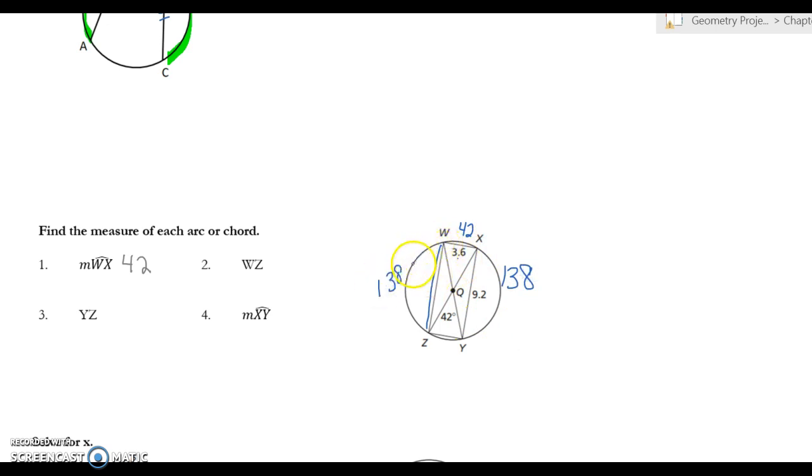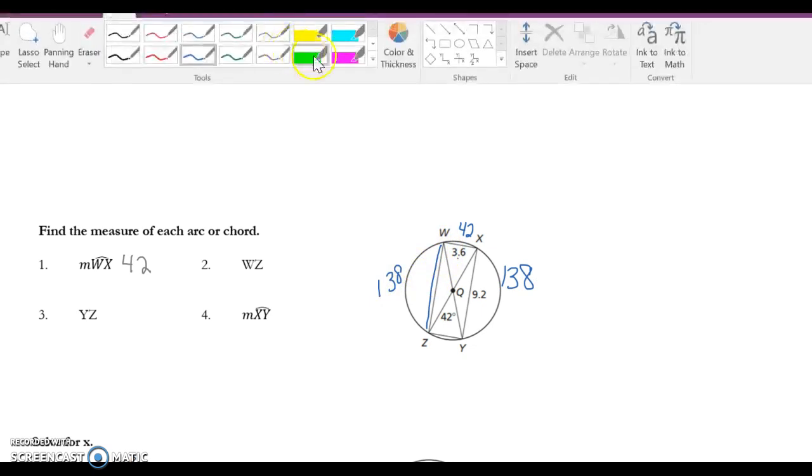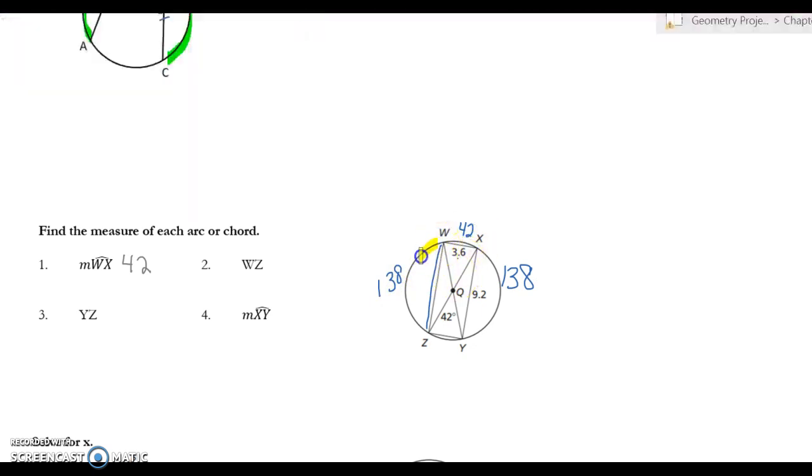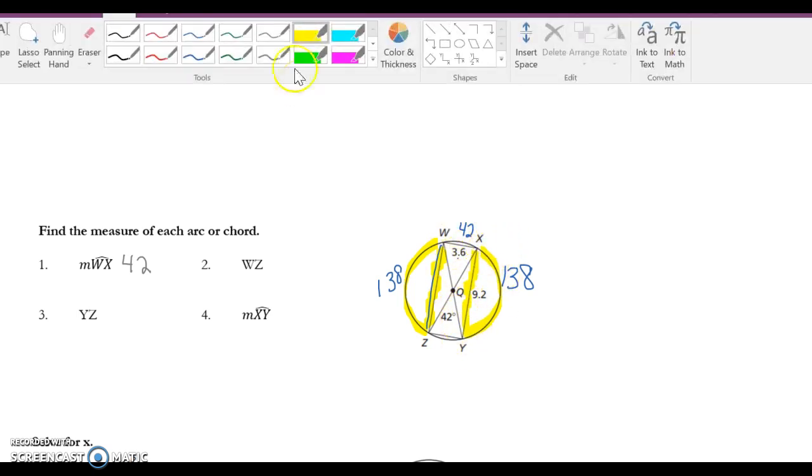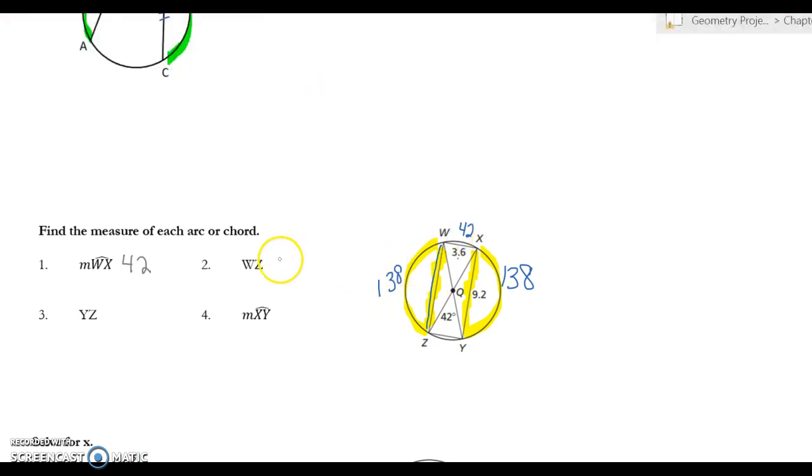So since I have this, let me highlight it so you could see it. Since I have this arc on the left and it equals this arc on the right, then that means that this chord on the left that makes that arc is equal to this chord on the right that makes that arc. So since X to Y is 9.2, then W to Z is 9.2. And that's a little tricky to see, but hopefully you kind of understand what I did there.